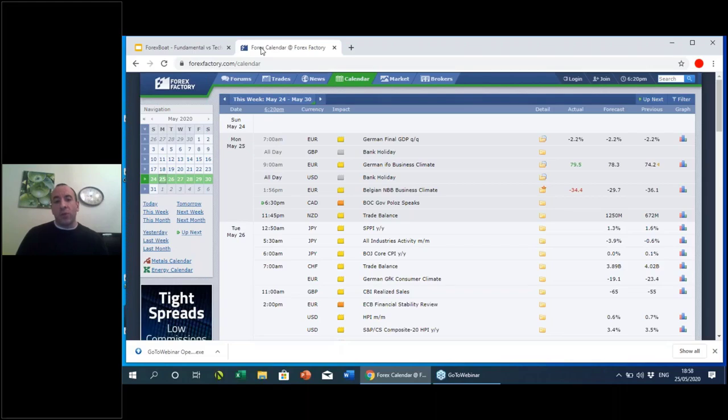And so in those scenarios, coming to the economic calendar every week is good because it helps you identify what you need to watch out for on the fundamental side.